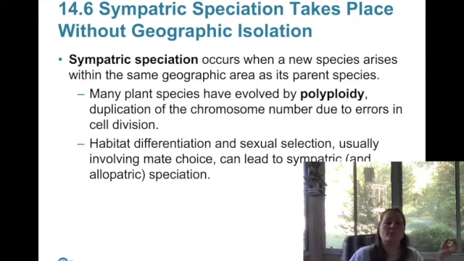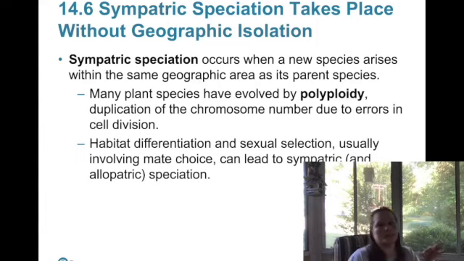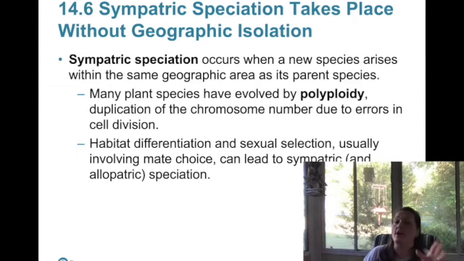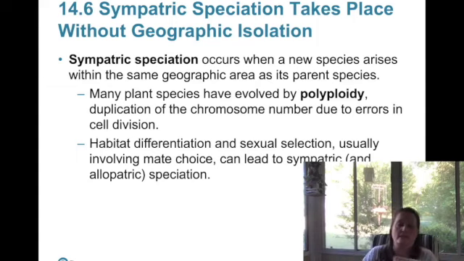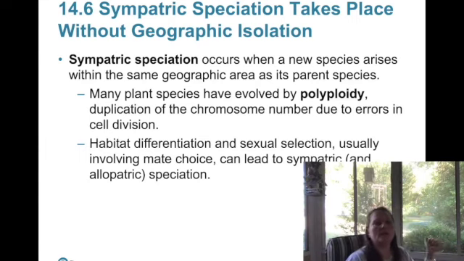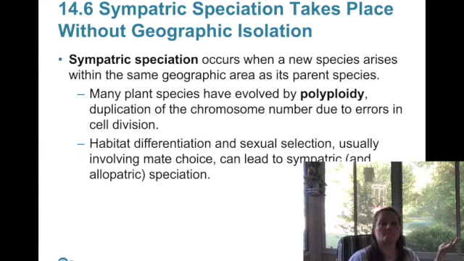This is when a new species arises within the same geographic area as its parent species. So many plant species evolve by polyploidy, poly for many. And remember haploid and diploid. Haploid is one, diploid is two, polyploidy is many. So what happens here is there's a duplication of the chromosome number due to errors. It's an oops, basically, in the cell division. So mutation, if you will. And then it can just continue. So there you go.